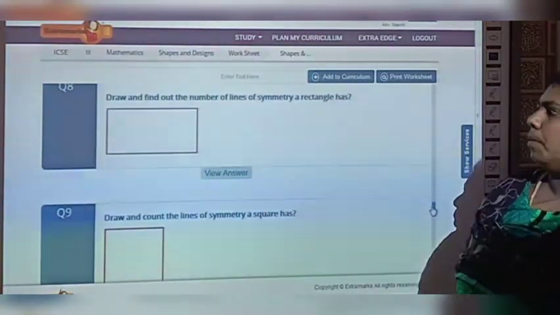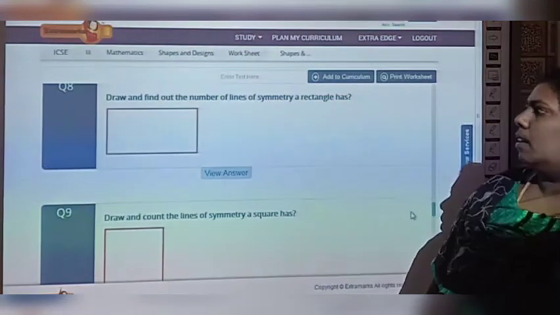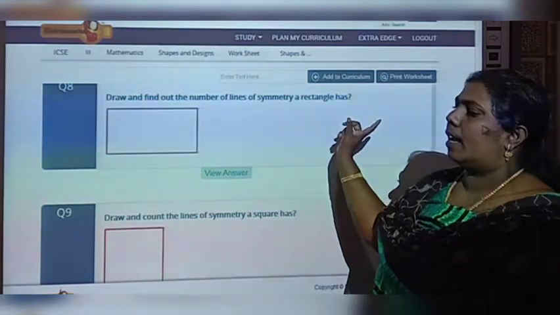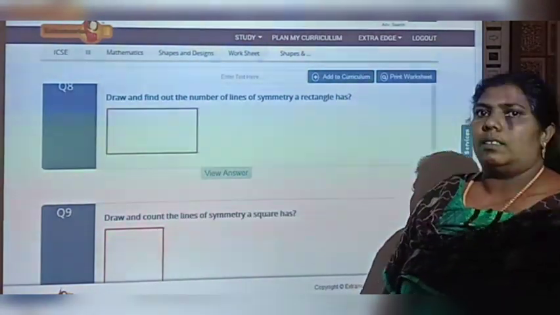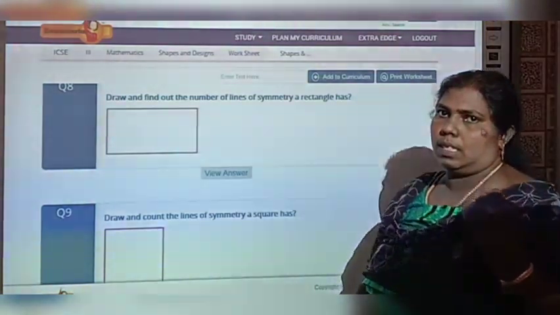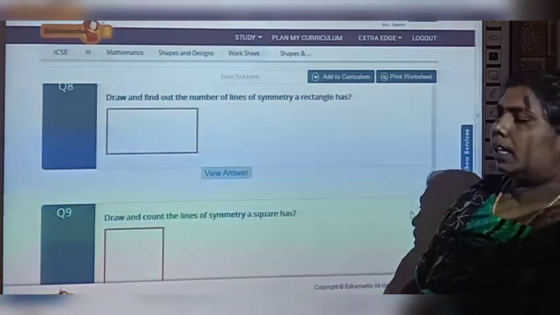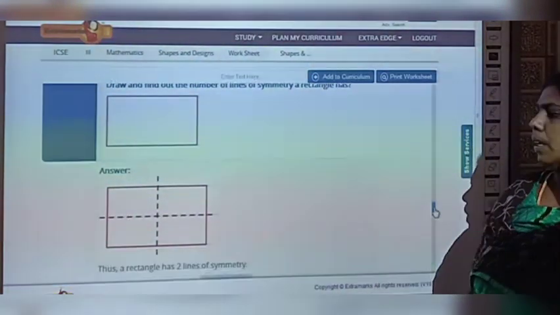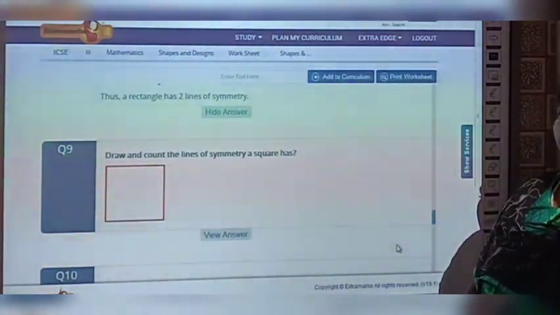Which shape is this? This is actually a rectangle, isn't it? Now draw and find out the number of lines of symmetry a rectangle has. Here, how many lines of symmetry can we make? Yes, 2 lines of symmetry, isn't it? That is vertically and horizontally. See the answer? Yes, we can make 2 lines of symmetry, right? Next, square. Square, how many?